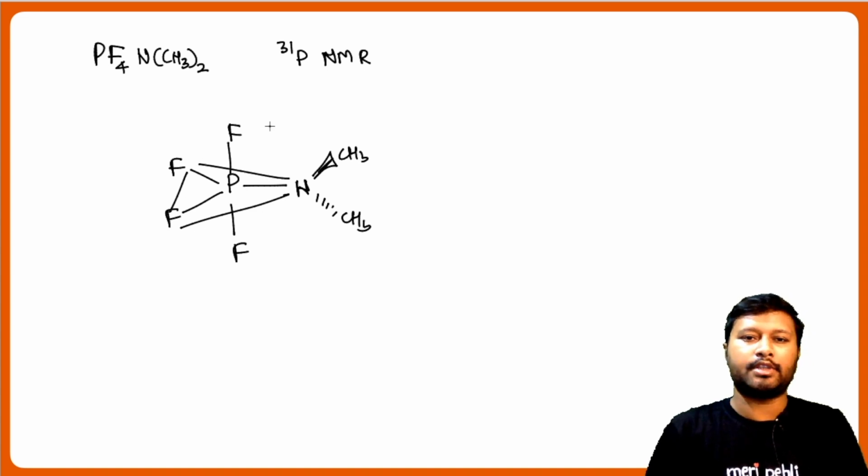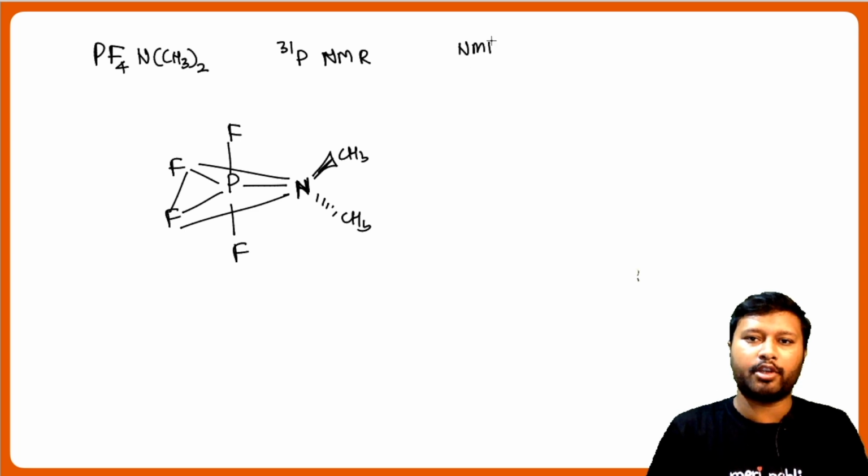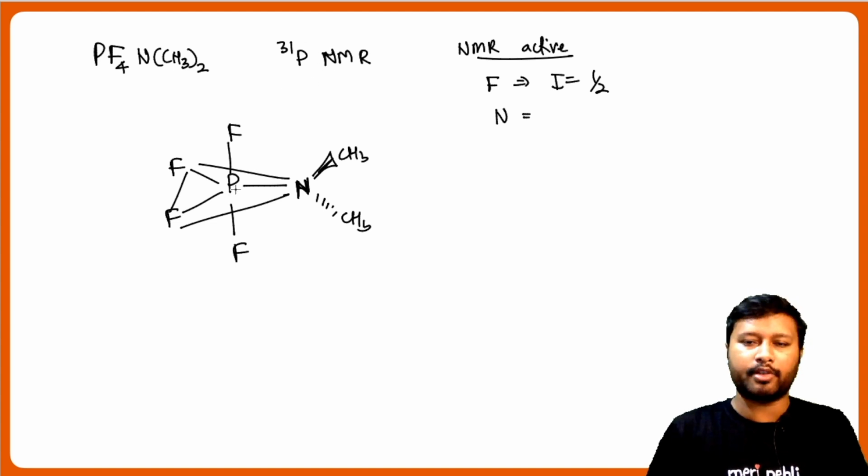Okay, now if you see, these fluorines are axial fluorines, these are equatorial fluorines. Let's assume that nitrogen over here is 14N, which has an I value of 1. Fluorine has an I value of half. So let me write down the NMR active nuclei over here. We have fluorine, which has an I value of half. We have nitrogen apart from phosphorus, because phosphorus is what we are looking upon.